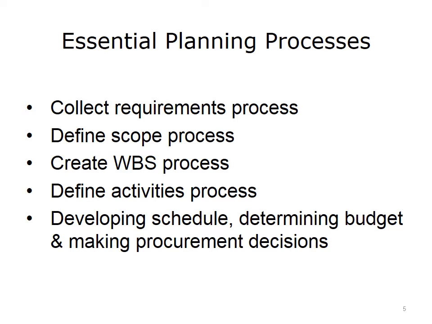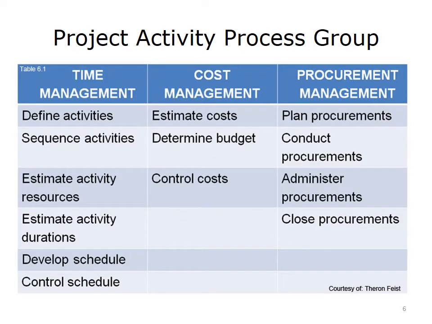This slide provides an overview of the sequence of the activities followed by the project team during project planning. The following 5 essential processes are required to develop a schedule, determine the budget, and make procurement decisions. We must complete the collect requirements process, complete the scope definition process, create a WBS, begin to decompose or define activities within that WBS, and then, finally, develop a schedule, determine a budget, and begin to make procurement decisions.